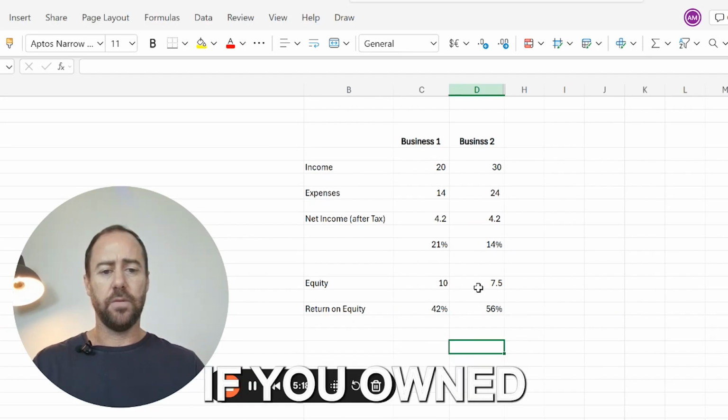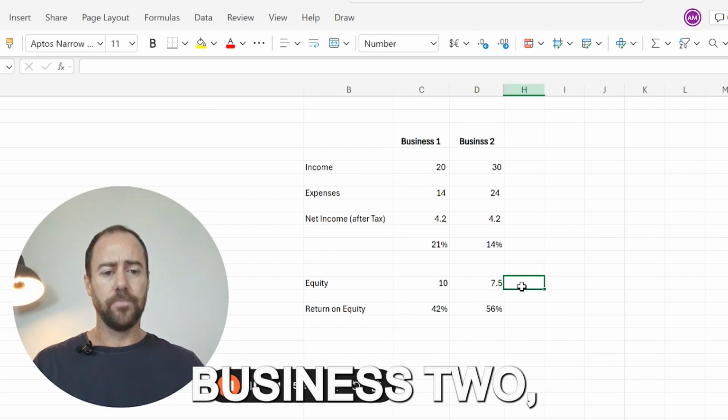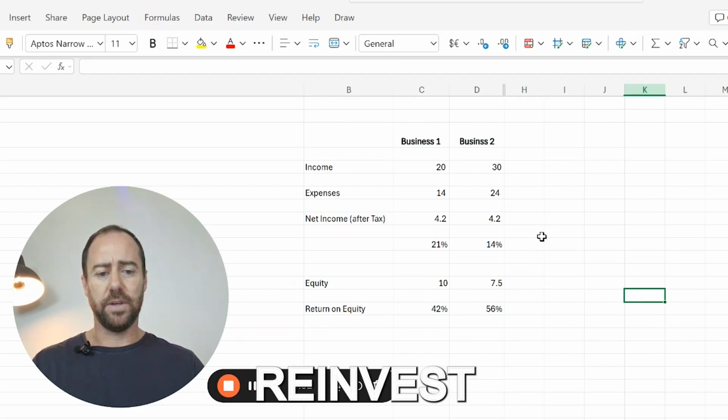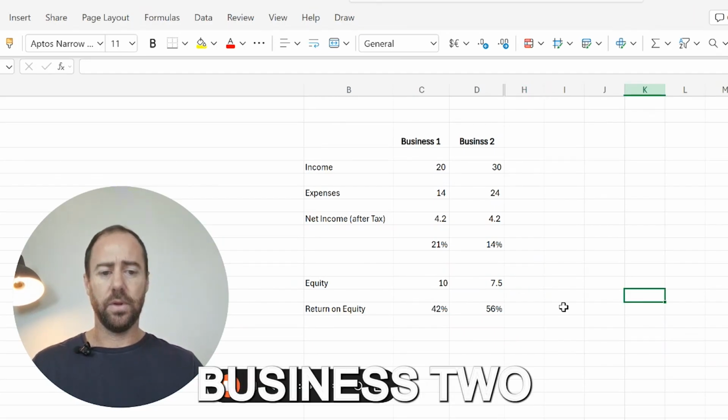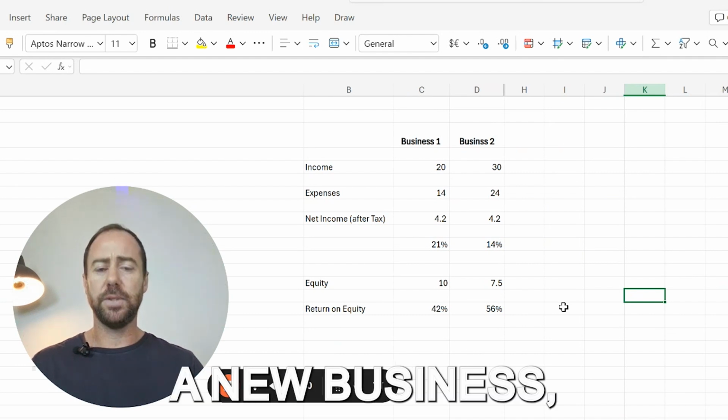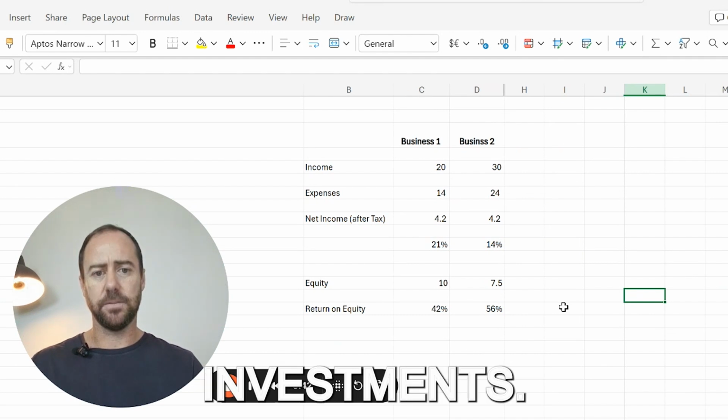To highlight the difference, if you owned business 2, you would have an additional $2.5 million to reinvest. You could reinvest further in business 2 and try to generate a further 56% return, or you could reinvest it in a new business, or you could put it into passive investments.